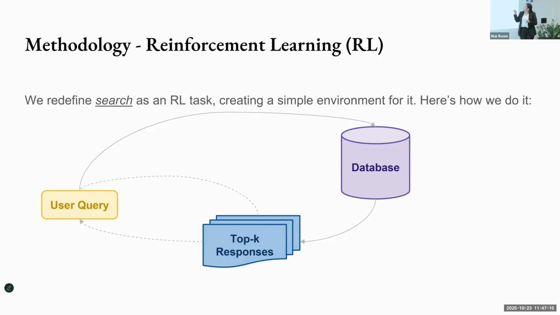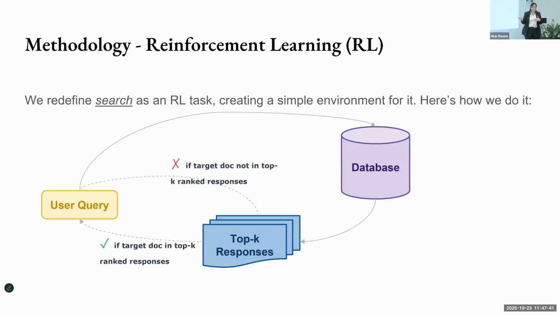Now, moving on to the reinforcement learning part, we redefined search as an RL-based task. So we created a simple environment to do so. The way we did it was, given an abstract user query, we have our top K responses, right? When it makes a call to the database, a simple reward structure would be whether the target document is present in the top K ranked responses or not present in the top K responses. So we're looking at a binary reward system.